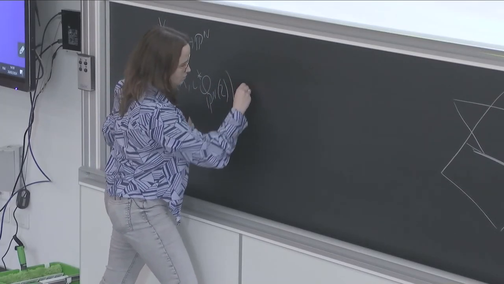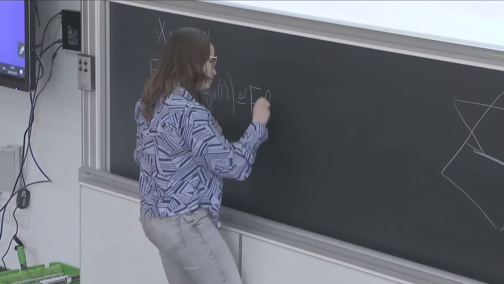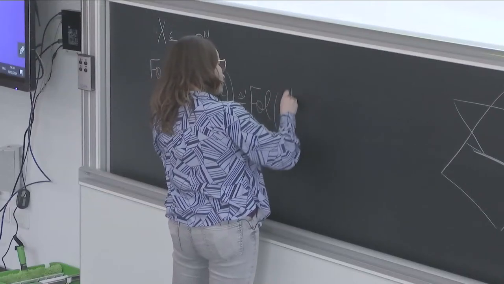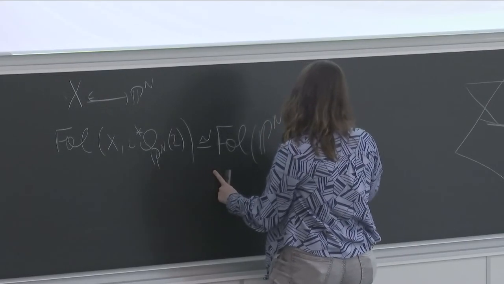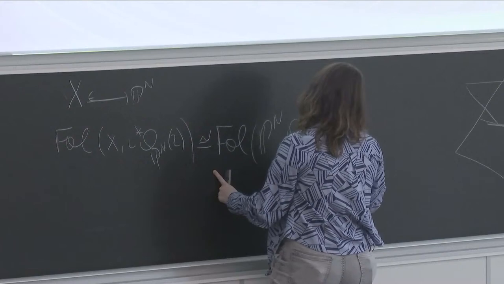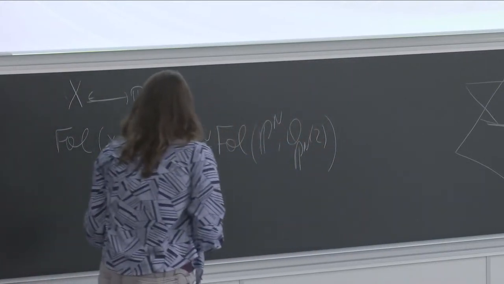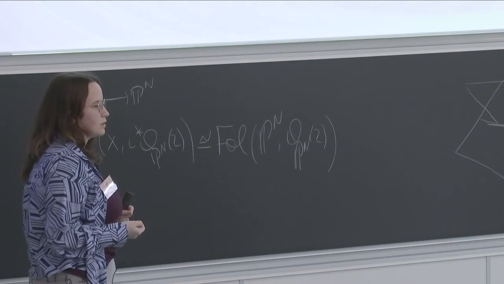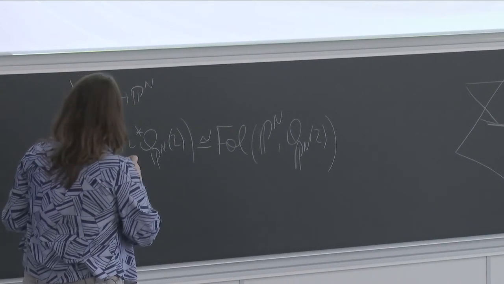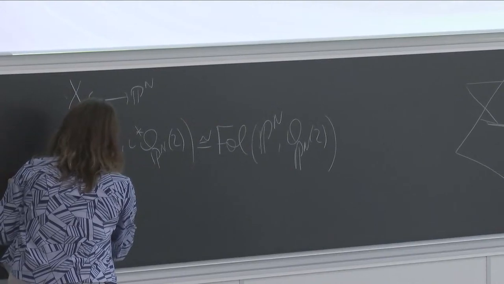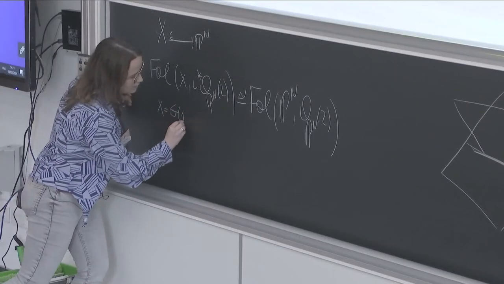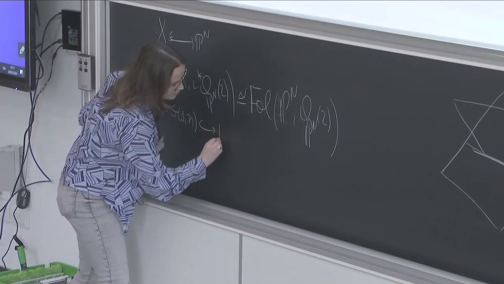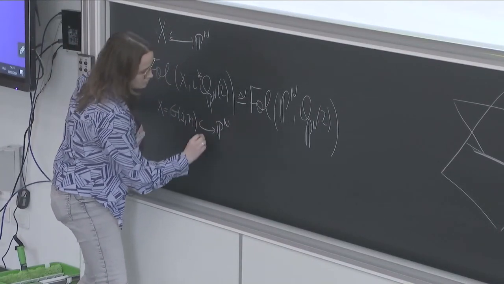then we have an isomorphism between the space of codimension 1 foliations on X and on P^N, for some particular cases of cominuscule Grassmannians, in particular, X being the Grassmannian of lines in P^n, embedded by the Plücker embedding.